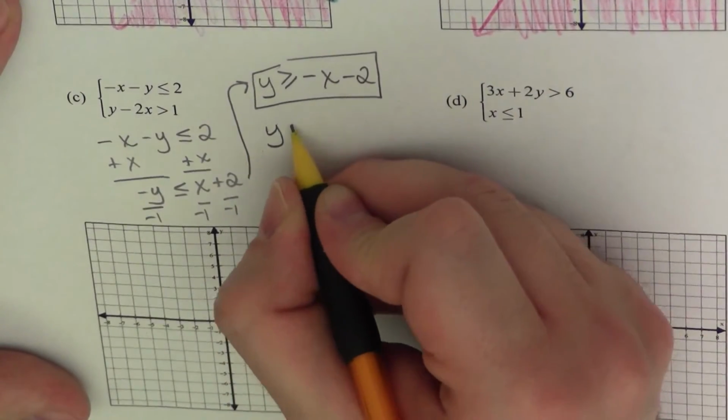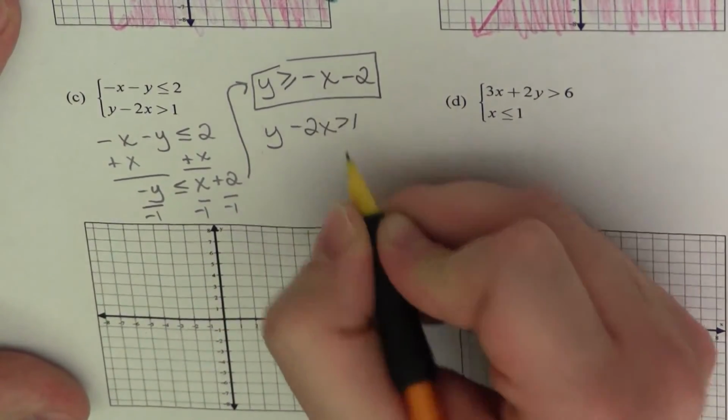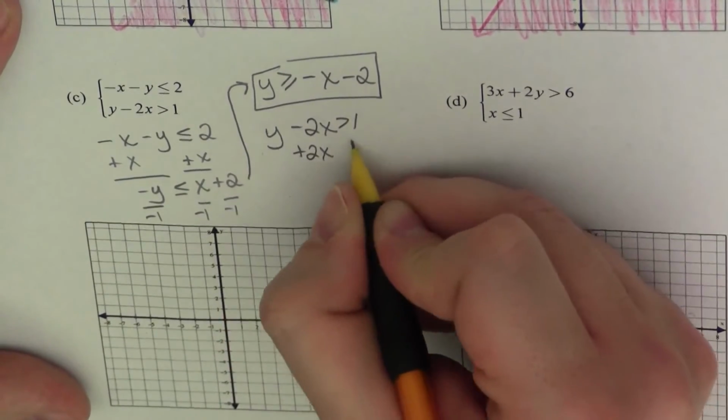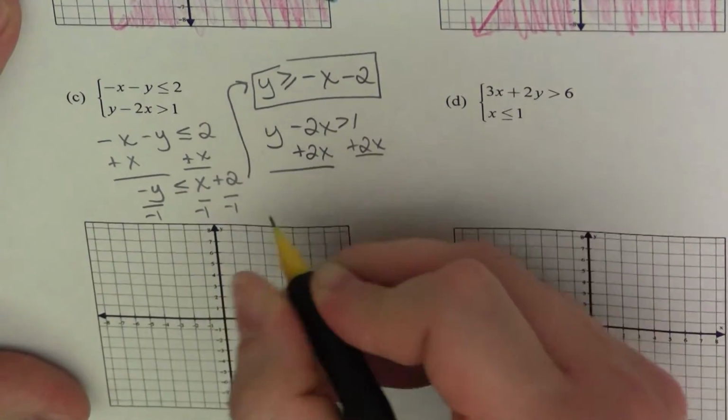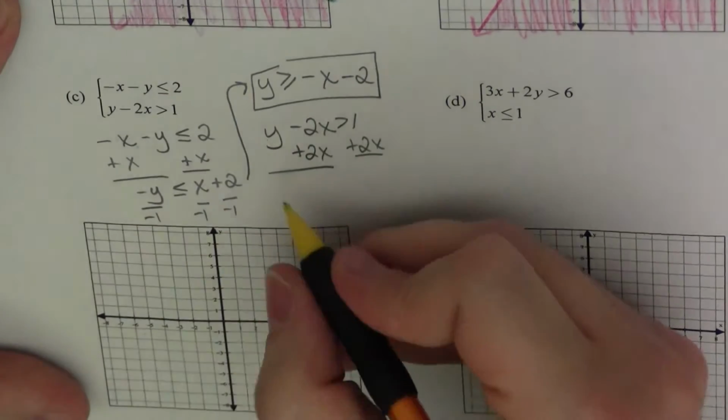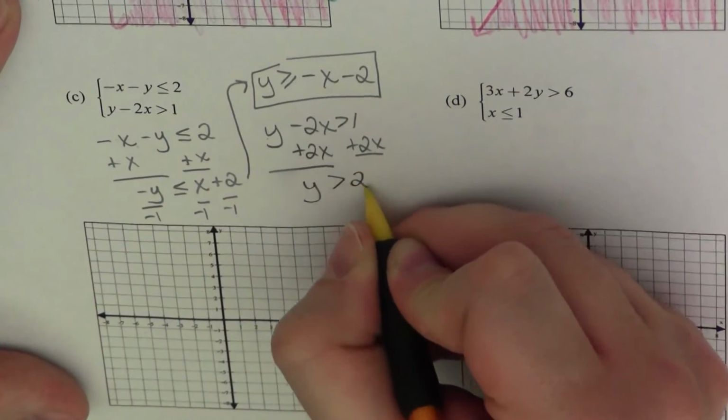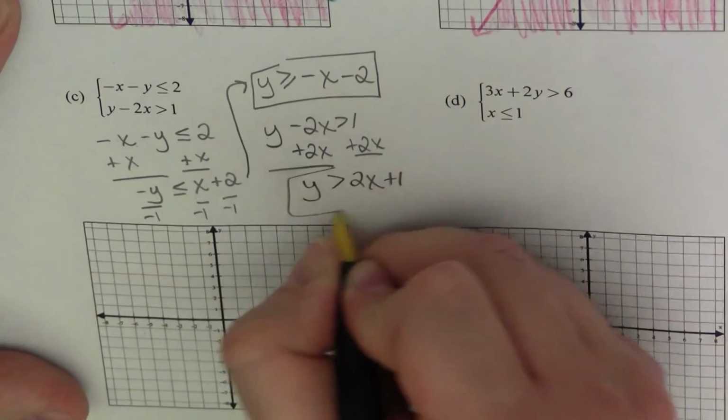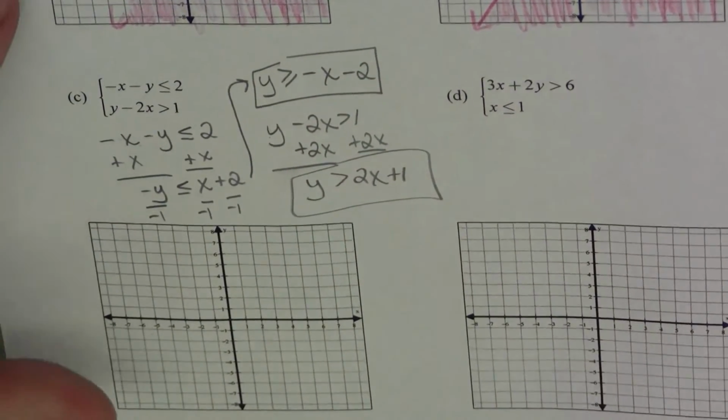The other one was y minus 2x is greater than 1. All we have to do here is add 2x to both sides. And we're going to get y is greater than 2x plus 1. So these are the two we need to graph now.